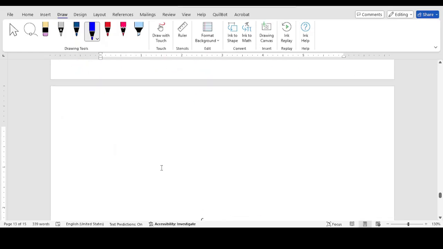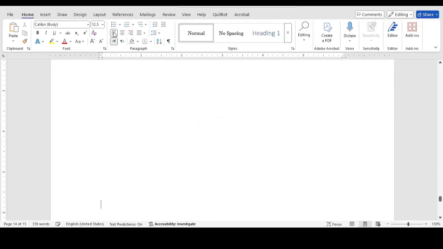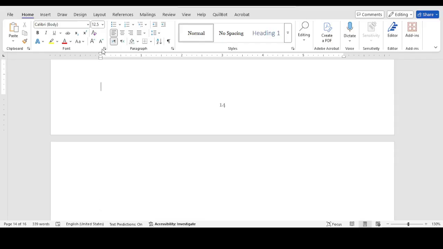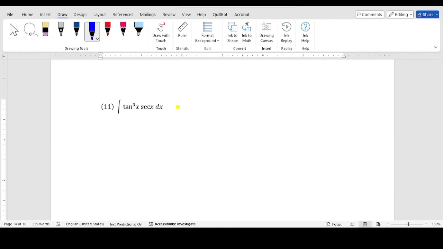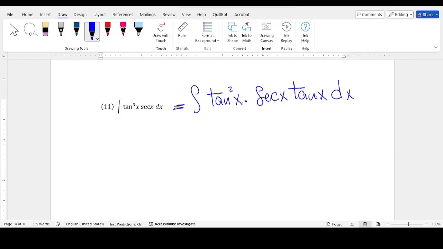Okay, another problem to solve. This is the integral of tan to the power 3 times sec to the power 1. If you go to the summary, you will find the case where the power of tan is odd. So we split one from sec and one from tan to get the integration of tan square x multiplied by sec x tan x dx.